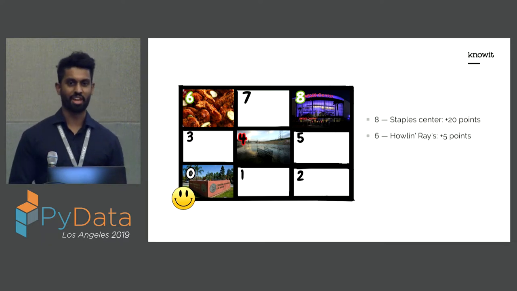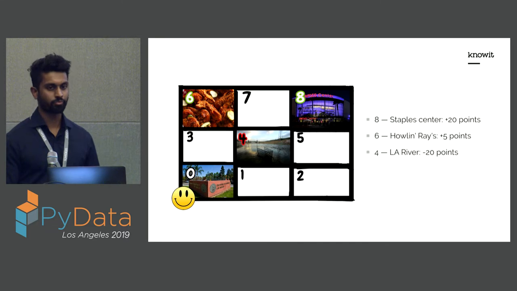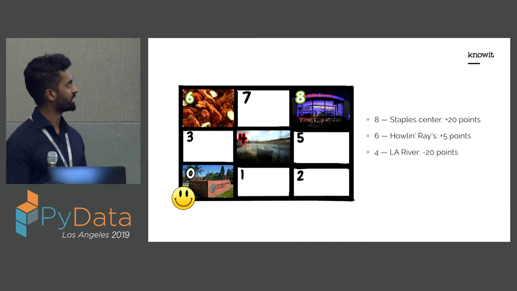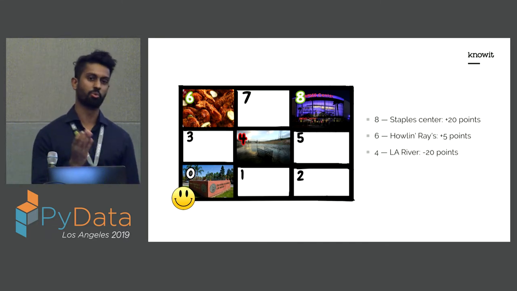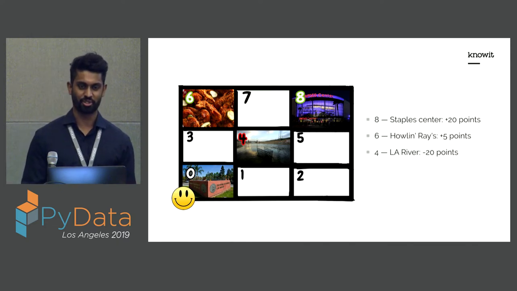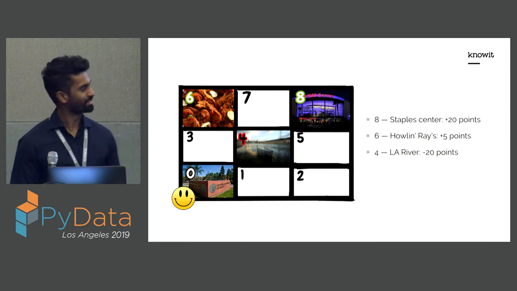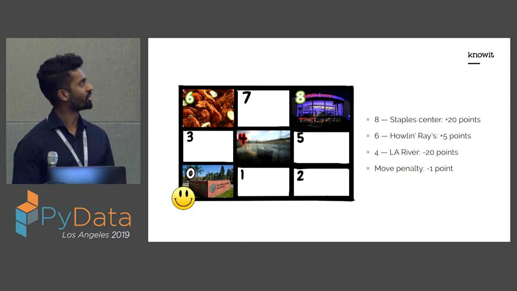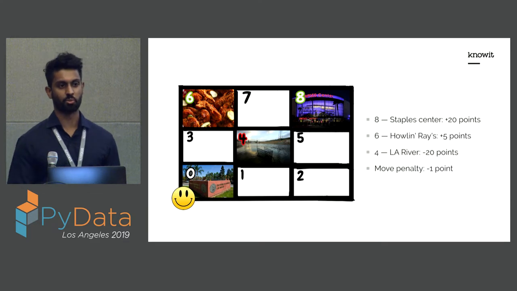You can also end up in the river. And that's not a good idea. That's minus 20 points because winter is coming and it's getting colder. Actually, it's not really that cold here in LA compared to back home where it's freezing right now. But anyway, you also have a move penalty of minus 1.